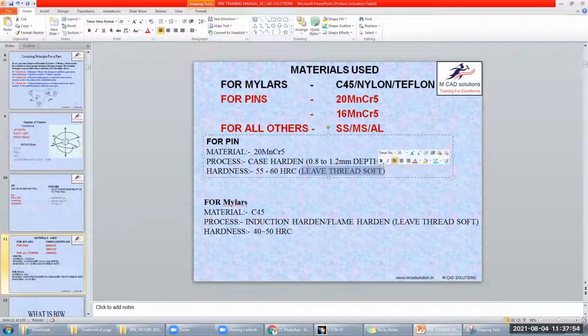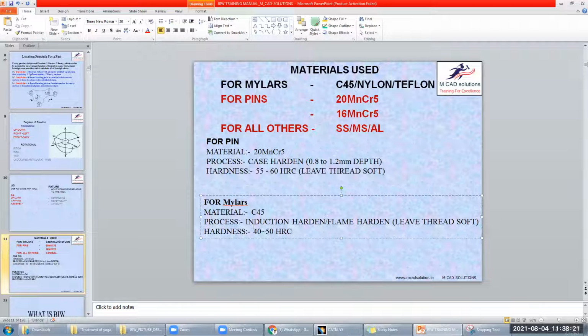Why are threads soft? Because if a part is hardened, it is easy to break, or brittleness. If part hardness is increased, brittleness is also increased. So threads will easily break. That's why we will keep the threaded area soft, and we will not harden the thread.